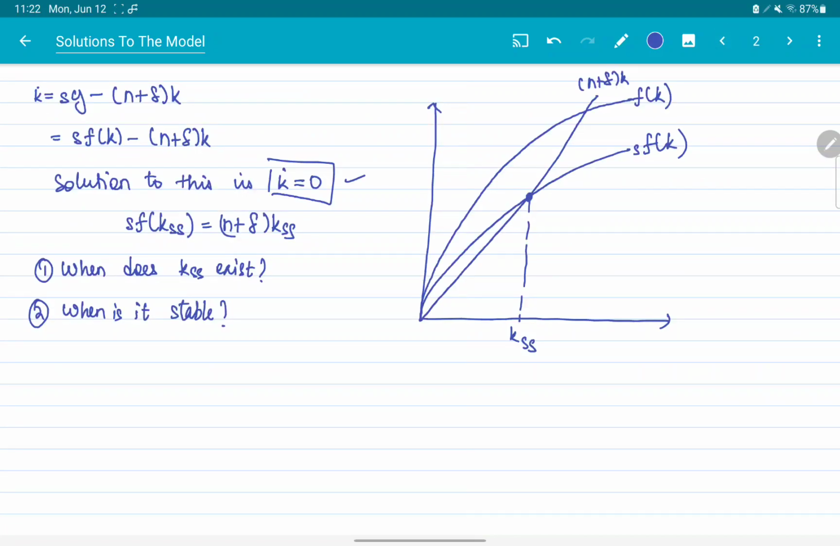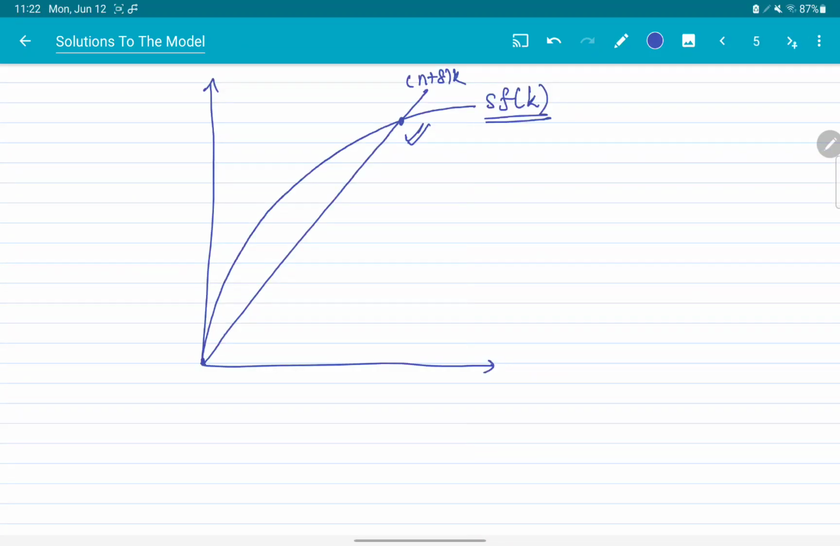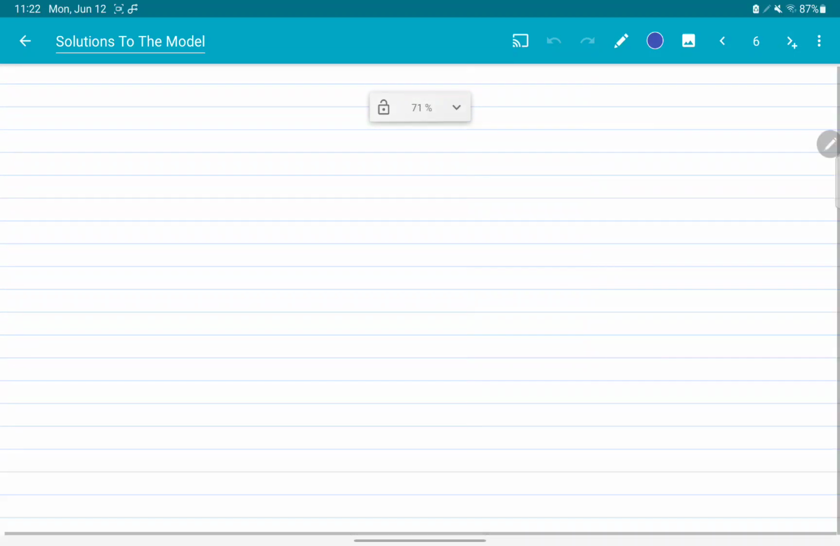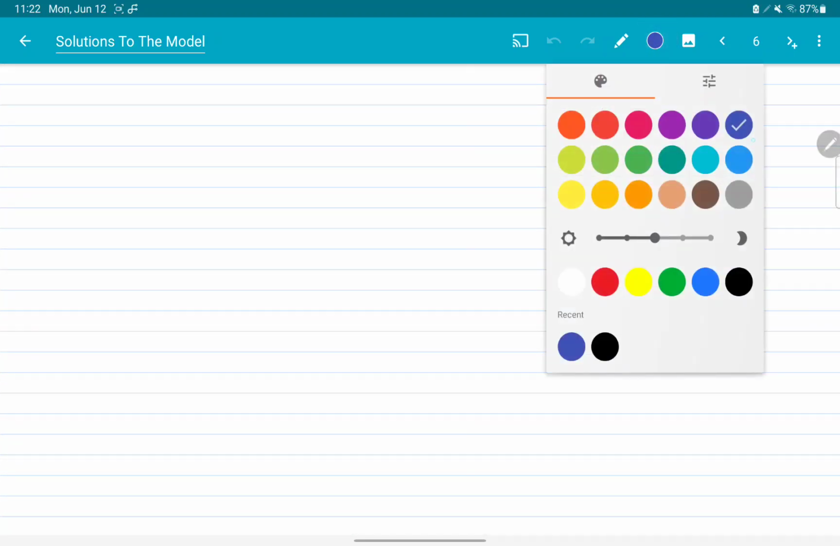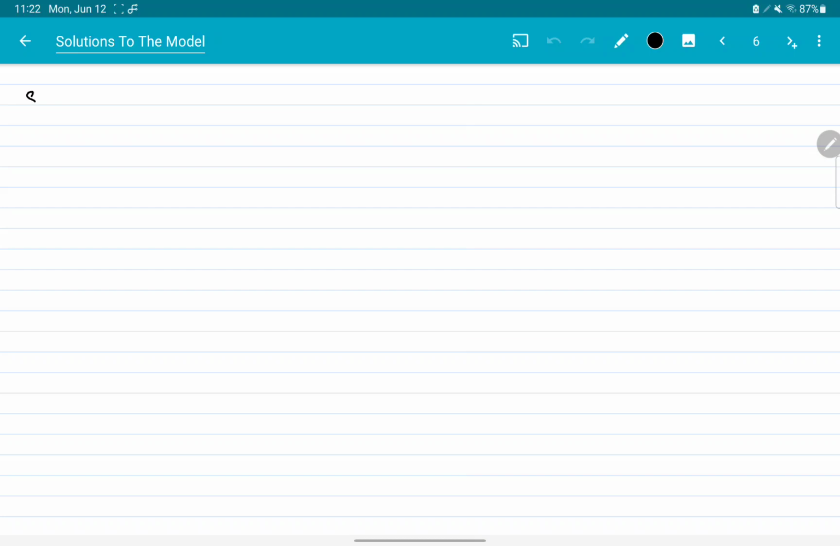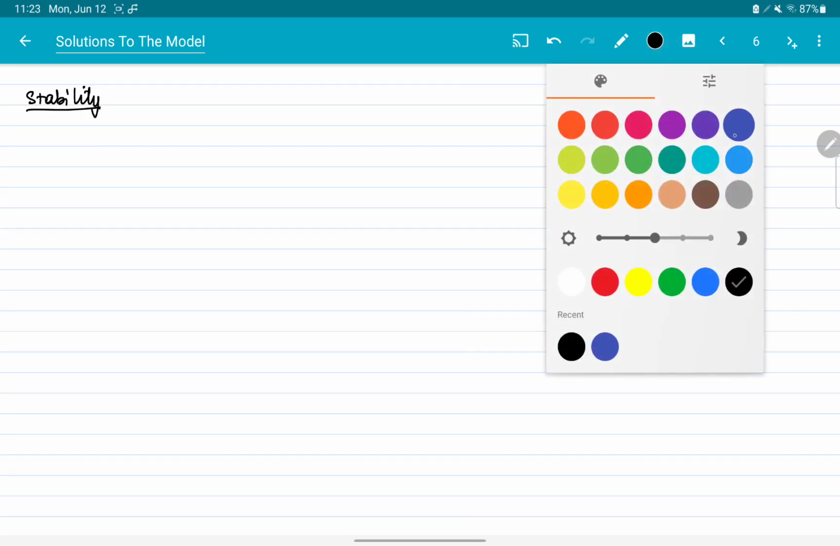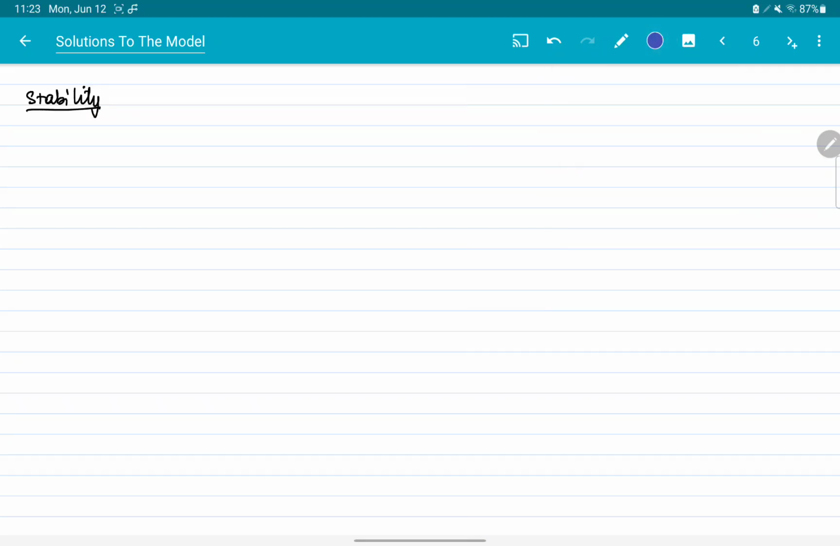But there was this other question: when is it stable? To answer that, we must first ask what stability even means. So here we are largely talking about global stability, which means that you have a k_SS when it exists, sure, but when k is away from that, maybe more than that or less than that, does the system by itself lead you back to the steady state value of k? That is what global stability means, very loosely speaking.